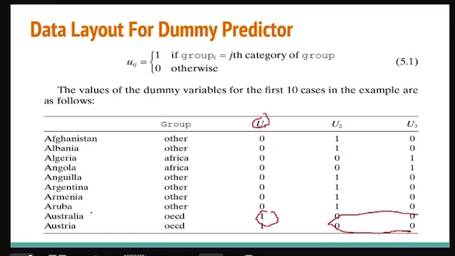So here I'm considering Australia and Austria. They are members of the OECD. Does that make sense?